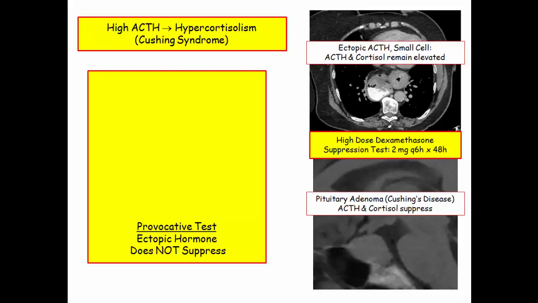And here are the results as predicted. In ectopic production, neither ACTH nor cortisol suppress. A pituitary adenoma, on the other hand, will partially suppress. And that's how they'll do ectopic ACTH in a patient with small cell carcinoma.